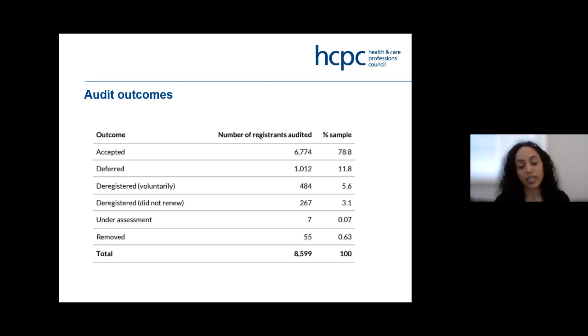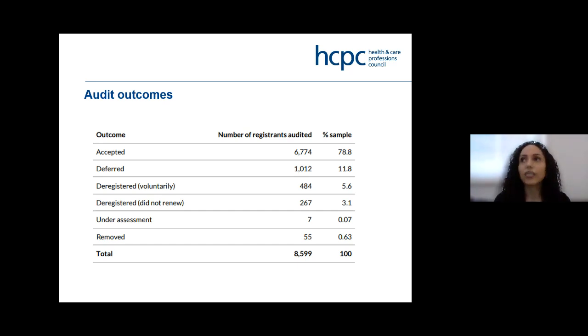In terms of outcomes, accepted means someone has submitted a profile and they've met the standards. That's nearly 80% of our registrants. In that process, there may have been a small number who submitted their profile and didn't meet the standards at the first assessment. There were some shortfalls, but the assessors came back and asked for further information.